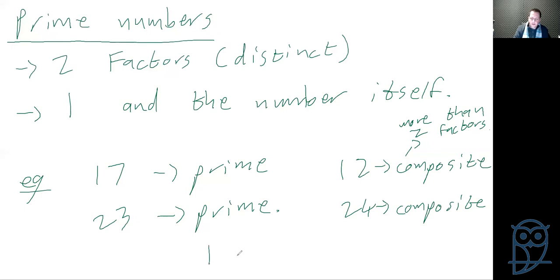What about 1? Is 1 a prime number or a composite number? Type your answers in the chat. All right, and the results are in. 12 to 1 say that the number 1 is prime to composite.